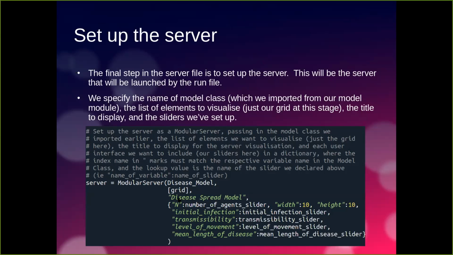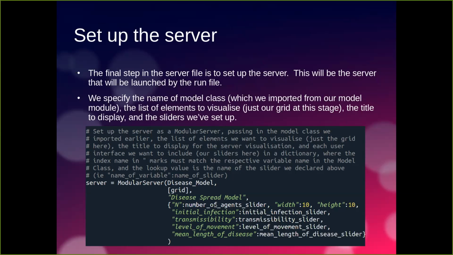Then I'm going to give the name of whatever I want to call this thing, and then I'm going to pass in the dictionary. So I should explain. This will come up as the title on your server, on your web page. And then here I'm passing in a dictionary with the user interface elements that I've set up. So remember, we set up these 5 sliders. We called them the number of agents slider, initial infection slider, etc., etc.